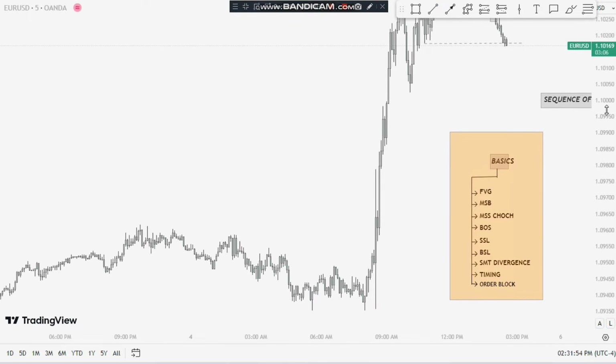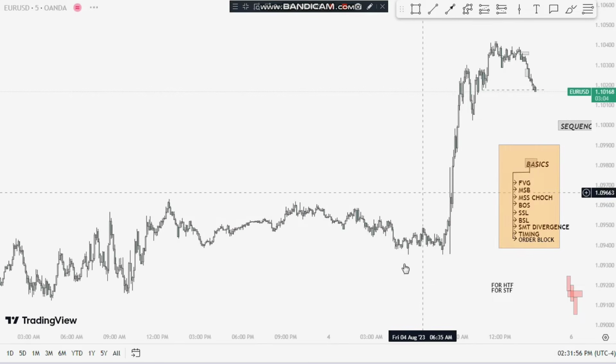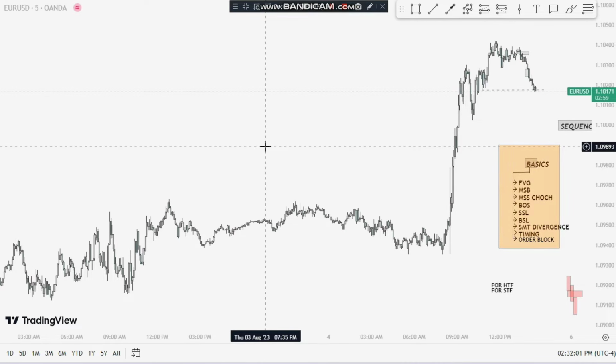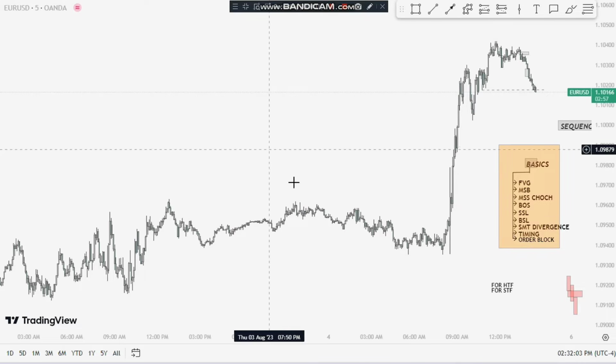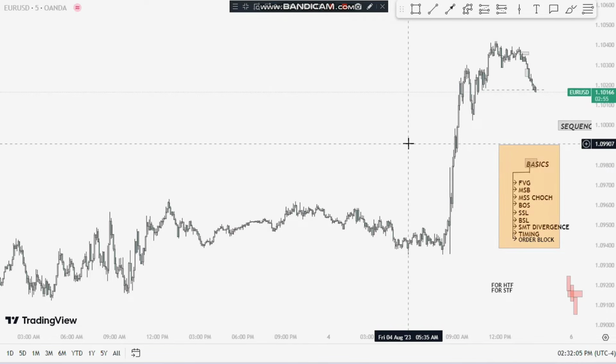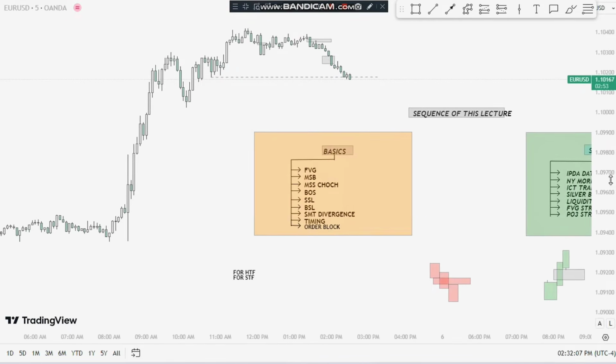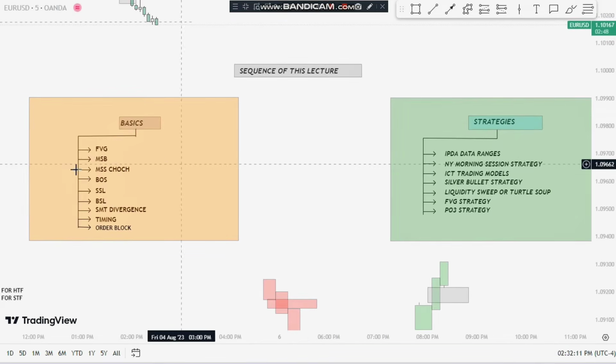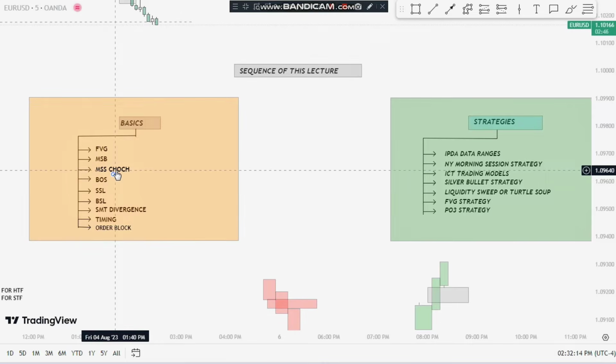Now if the price is going down or going up for weeks and then it makes a lower low, or if it's going down and it makes a higher high, then this is called the MSB. So this is the difference between MSS and MSB. And MSS and CHoCH are the same things.